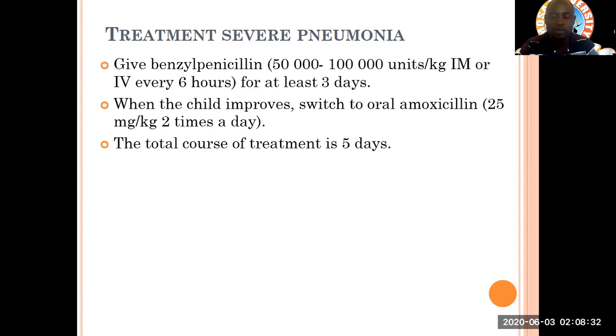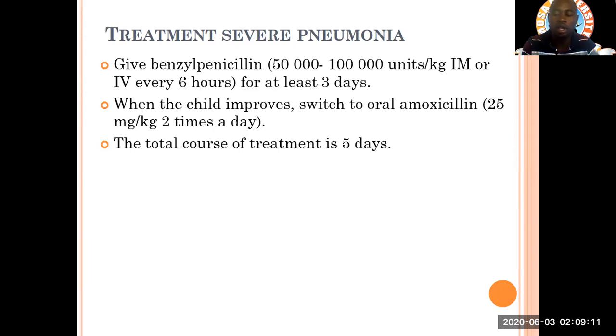For patients with the signs and symptoms that have been presented, these are the ones that will be given benzylpenicillin 50,000 to 100,000 units per kg IM every 6 hours for at least 3 days. When there is improvement with close monitoring of this child, you switch from benzylpenicillin to amoxicillin, 25 milligrams per kg BD a day, which gives us a total course of 5 days.